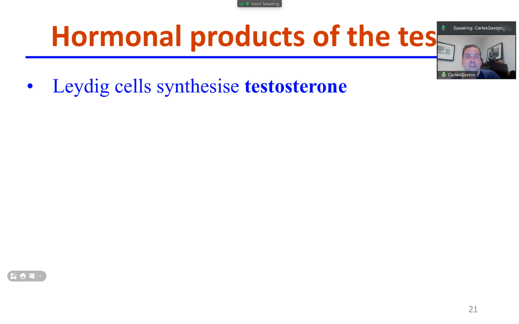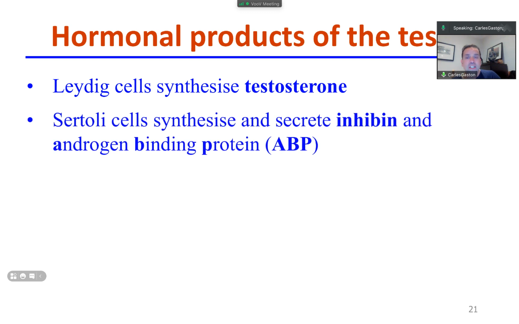So the hormone products of the testes are the Leydig cells, which synthesize testosterone, and the Sertoli cells, which synthesize and secrete inhibin and also androgen binding protein, ABP. Remember, there are two different types of cells. The Leydig cells are next to the tubules, whereas the Sertoli cells are in intimate contact with the spermatids to form the spermatozoa and to form the sperm.